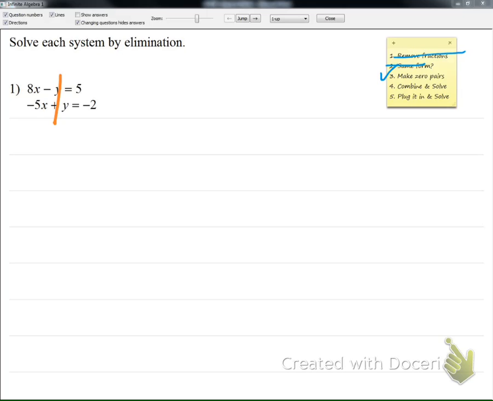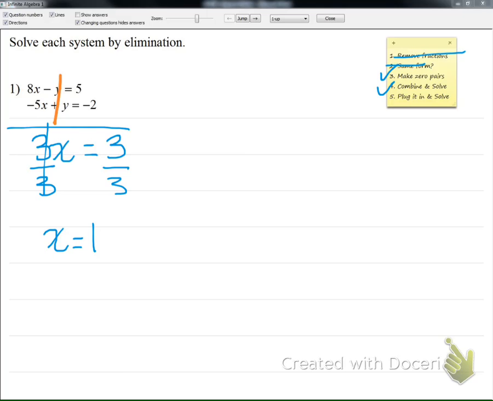Step 4, combine and solve. So let's combine these two equations together. We have a positive 8x and a negative 5x. What does that equal? Did you say positive 3x? Yeah, those are opposite signs, so you have to subtract. Is equal to 5 minus 2 is 3. What's our next step? Because that 3 is beside it, we have to divide it. Divide both sides by 3. 3's cancel. So x is equal to 3 over 3 reduces to 1. Okay, so we're finished with step 4.